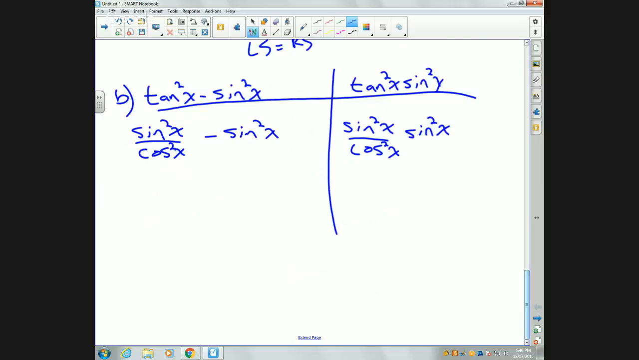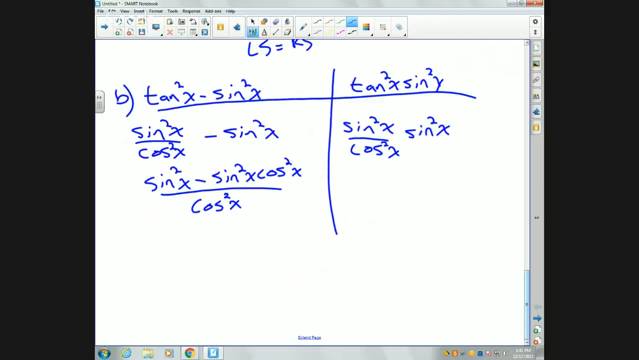I see one term on the right and two terms on the left. So let's try to turn this into one term. I would say multiply top and bottom over here by cos squared. So we'll get sine squared x minus sine squared x cos squared x all over cos squared x.